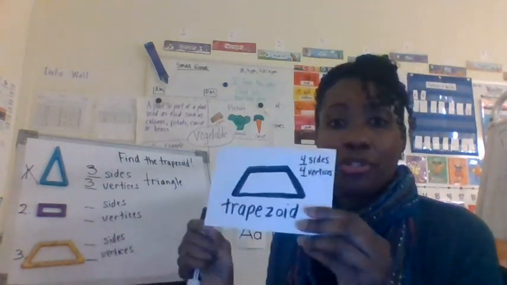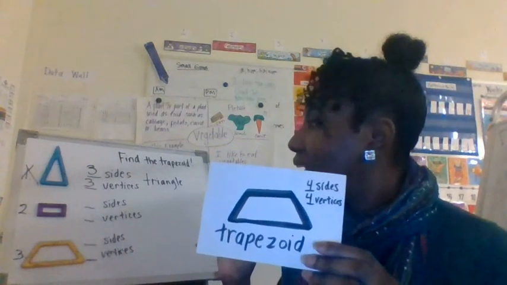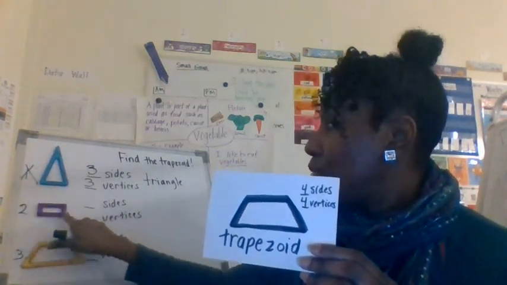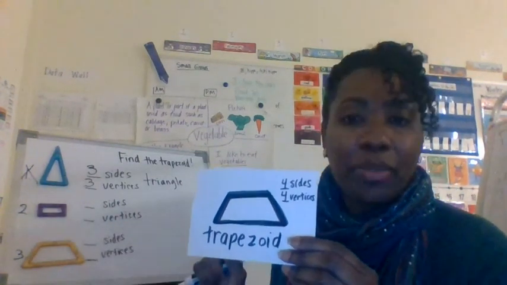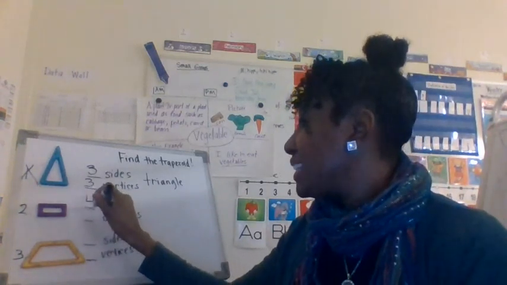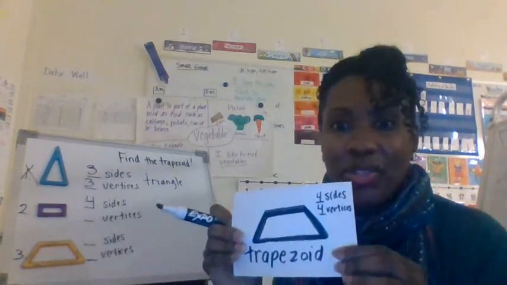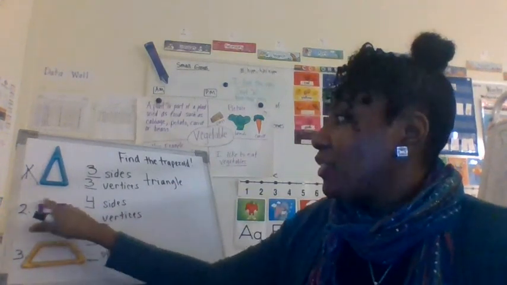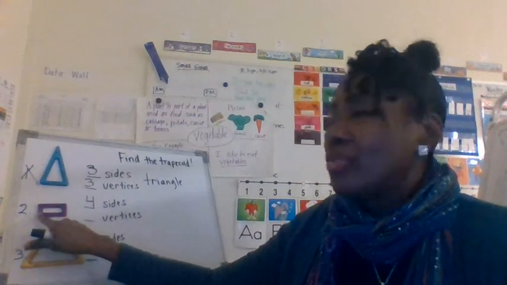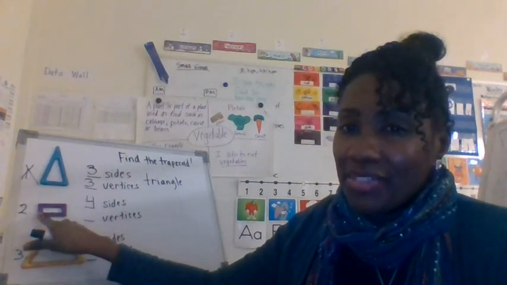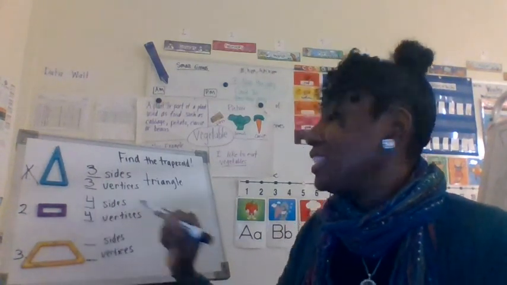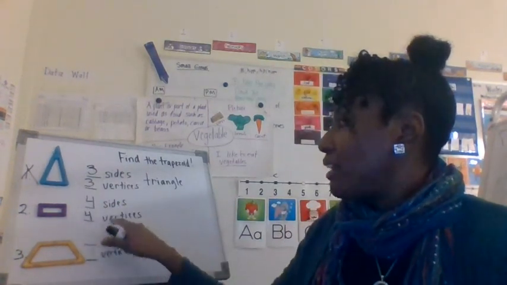Let's look at shape number 2 and see if it's a trapezoid. All right, let's count the sides. 1, 2, 3, 4. How many sides are there? That's right. This shape has 4 sides. It has 4 sides, just like a trapezoid. Now let's count the corners. 1, 2, 3, and 4. So how many corners or vertices does it have? Correct. It has 4 vertices too. So it has 4 sides and 4 vertices.